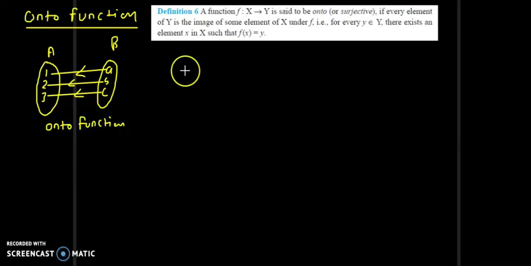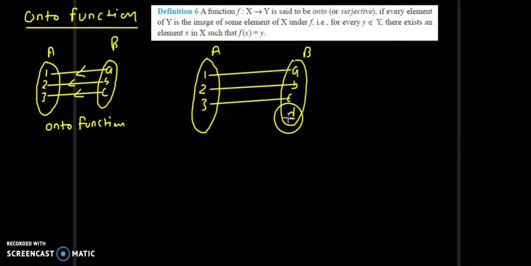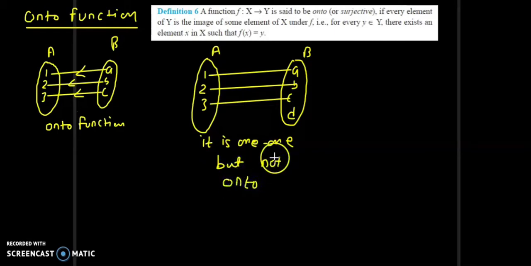This is called an onto function. Suppose you have this example: set A has 1, 2, 3 and set B has A, B, C, D. Here 1 is related to A, 2 to B, 3 to C, but D has no relation. So it is one-one, but not onto, because D has no relation in A.